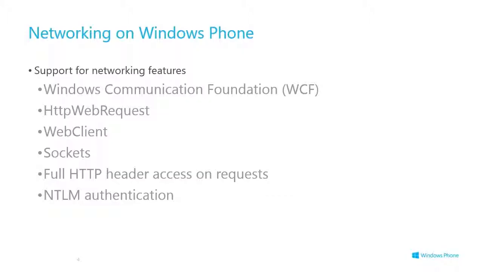Networking on Windows Phone. First of all, an introduction to what we have in terms of support for networking features. Good support for WCF, accessing WCF services in all their different flavors, RESTful and SOAP and all the rest of it. HttpWebRequest and WebClient are the low-level APIs. Then sockets, as I mentioned. We've got full HTTP header access on requests. That's something we didn't have when Windows Phone first came out. We have no restrictions like that. And we have full support for NTLM and Kerberos authentication in Windows Phone 8.